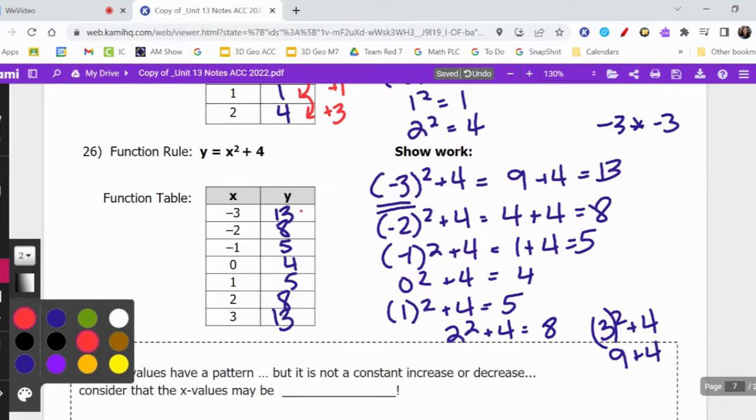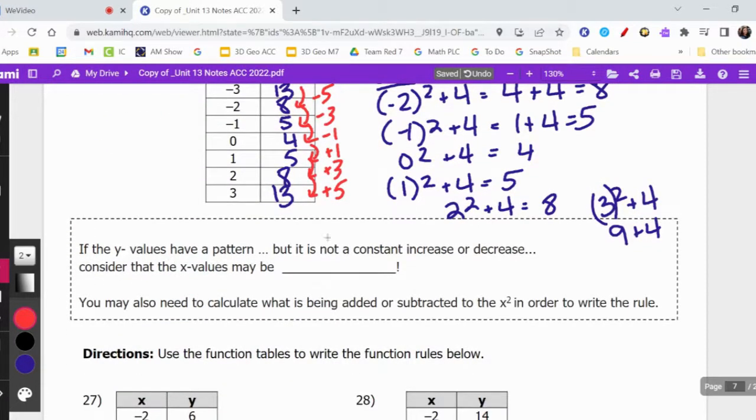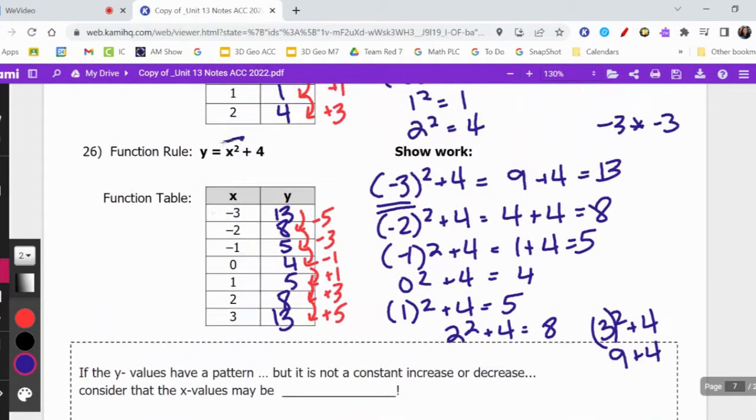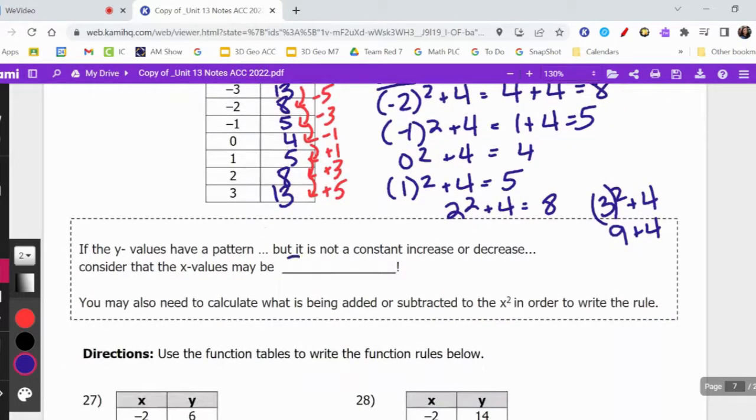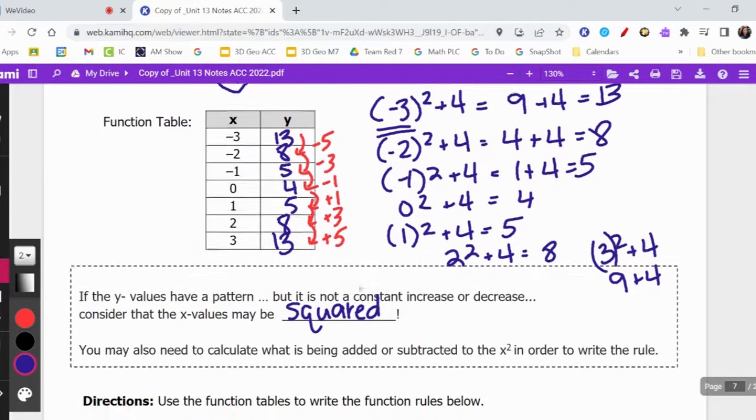And if you look again, this is going down by 5, down by 3, down by 1, up by 1, up by 3, up by 5. If the y values have a pattern, but it is not a constant increase or decrease, consider that the x values may be getting squared. So if you look at the pattern here, we're starting off subtracting 5, then subtracting 3 and subtracting 1. But then there's a shift, and all of a sudden we're adding 1, adding 3, and adding 5.